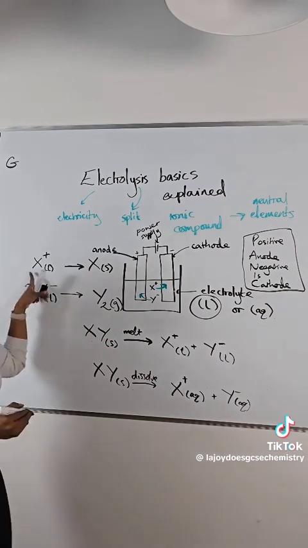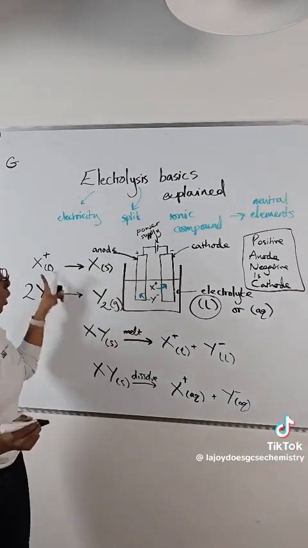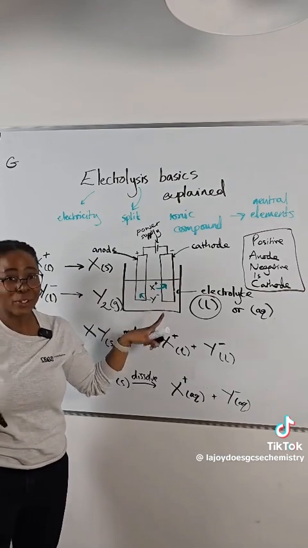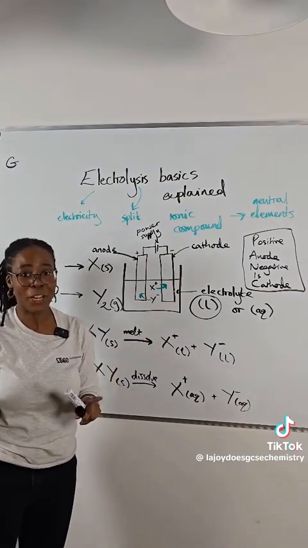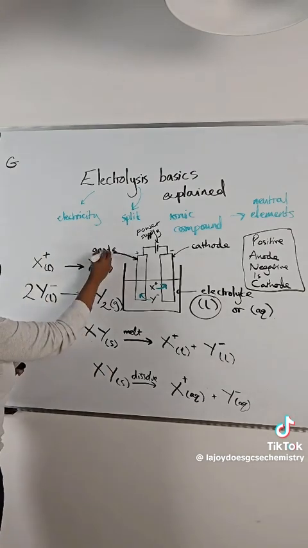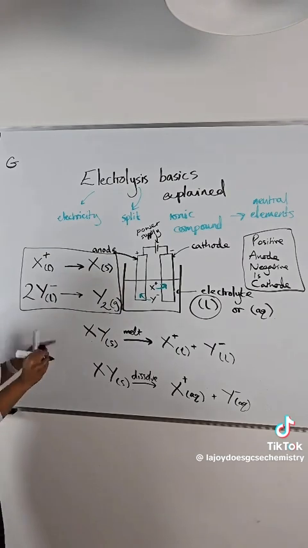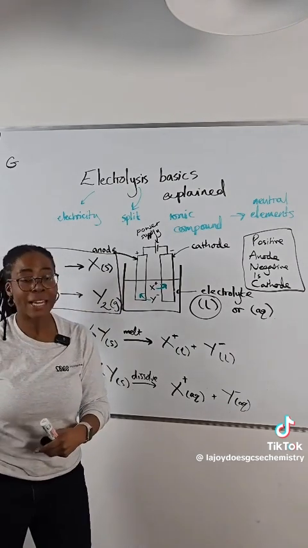Now, for more detail on how we actually get these individual half equations and detail of what's happening at each of these electrodes, we're going to need a part 2. So make sure that you are following, where we'll look more closely at what is going on here in terms of reduction and oxidation.